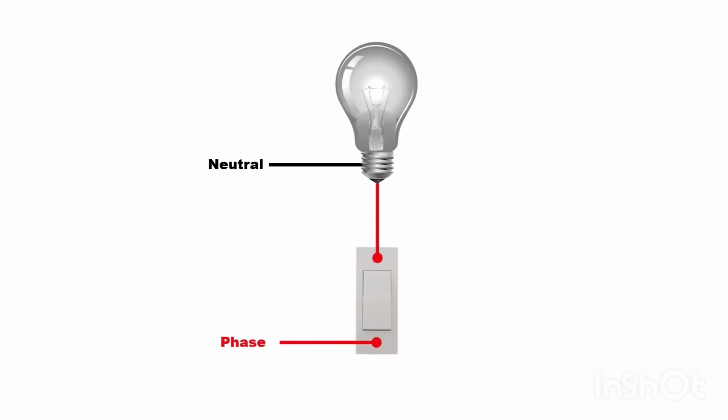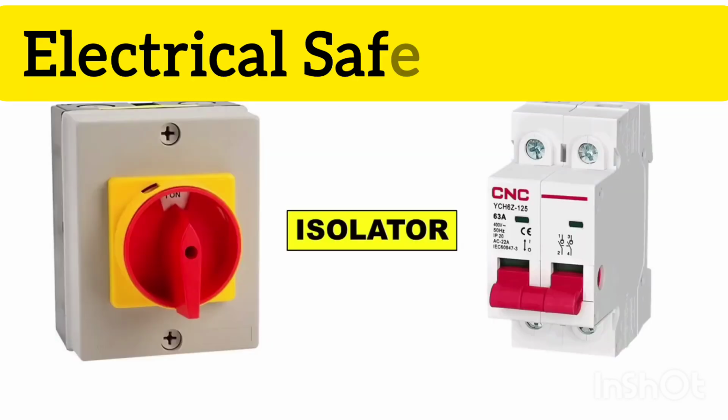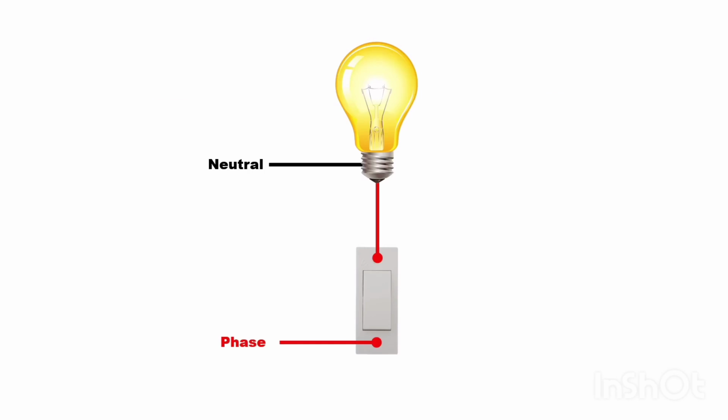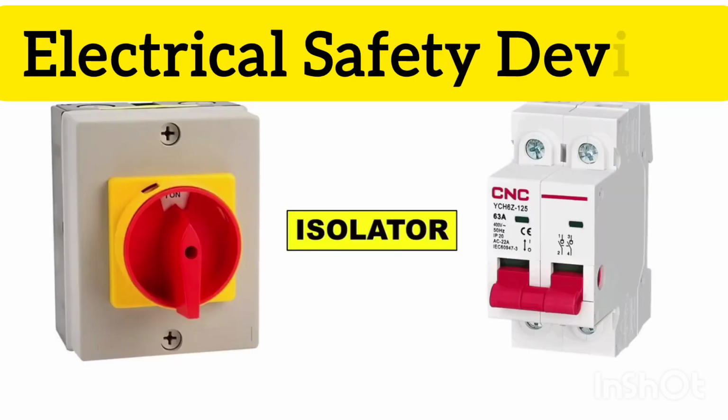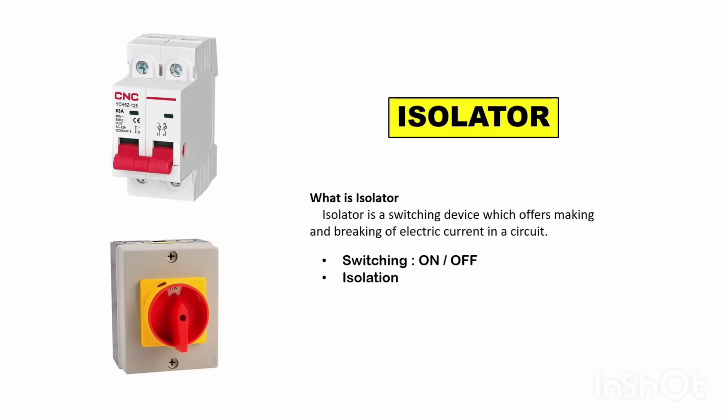In your home, to turn on and off a bulb, you use a switch. Same as switch is your isolator. You can even call this switch as isolator also. You will not get any kind of protection through this isolator. Only work of isolator is to turn on and off the power supply.